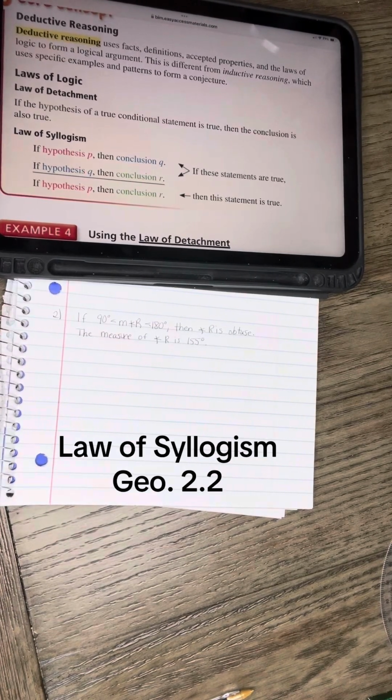Now, to talk briefly on deductive reasoning, which is different from the inductive reasoning from a previous video. Deductive reasoning starts off with facts or definitions or accepted properties and the law of logic to form a logical argument. Now, the inductive reasoning, remember, started with specific examples and patterns to form a conjecture. We're going to talk about two, but in this video, I'm only going to talk about the law of detachment.